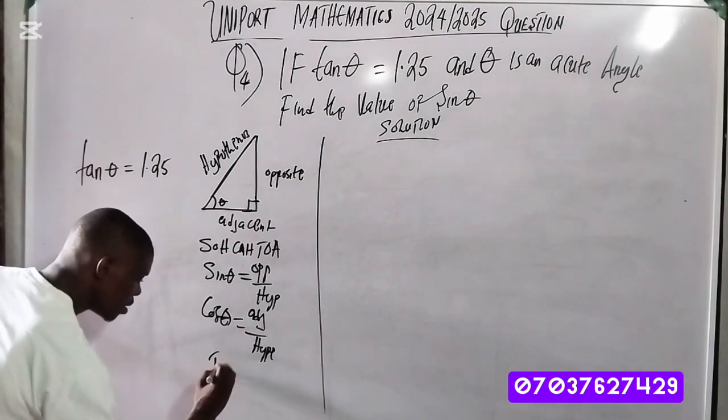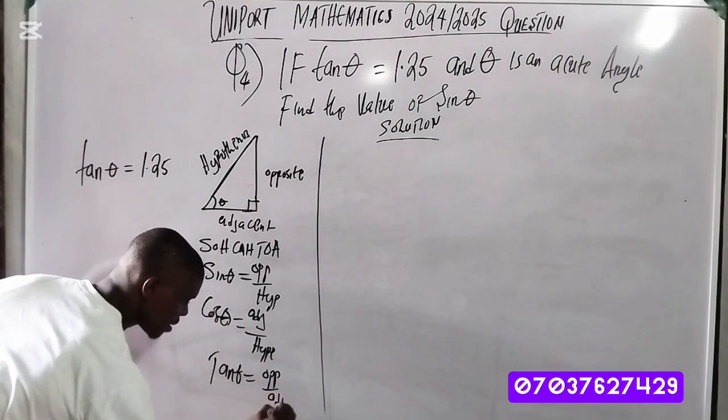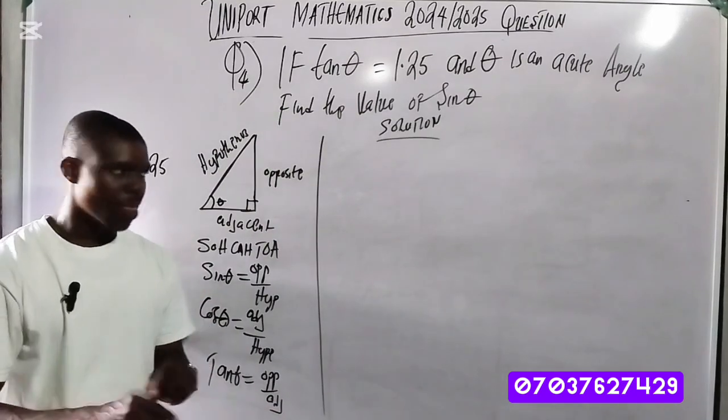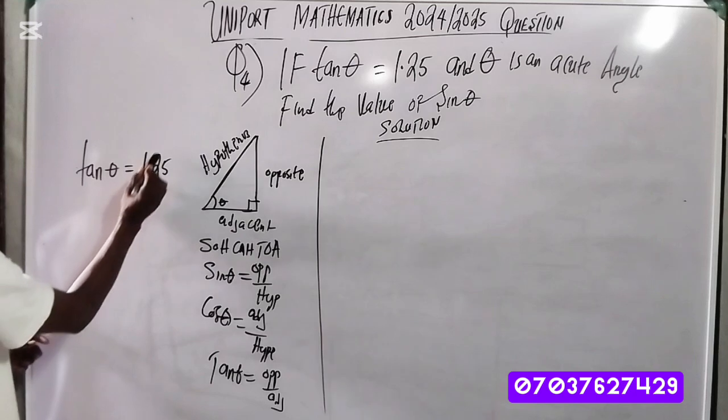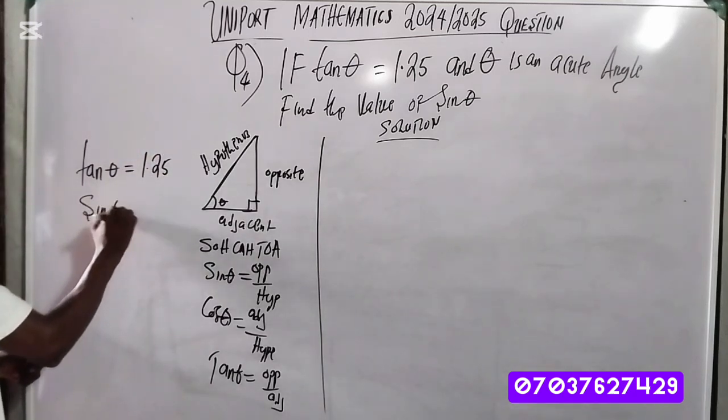Tan theta equals opposite over adjacent. So these are things you need to pay close attention to. Now they gave us tan theta to be 1.25. They're not asking what is sine theta.